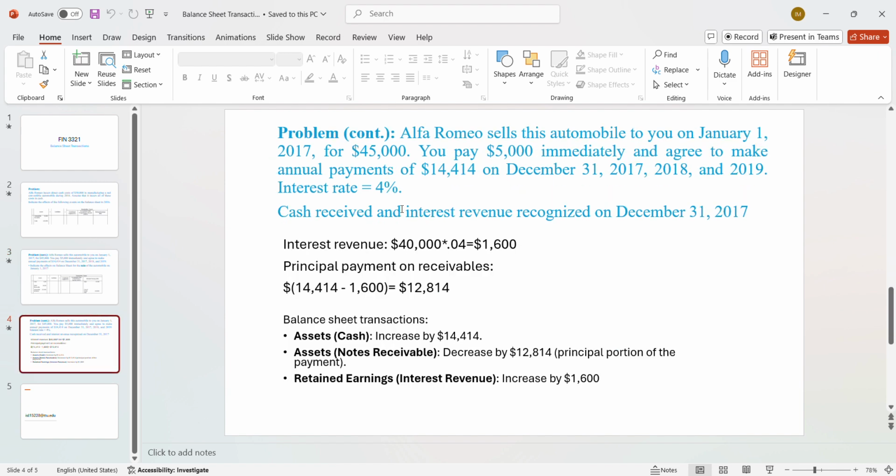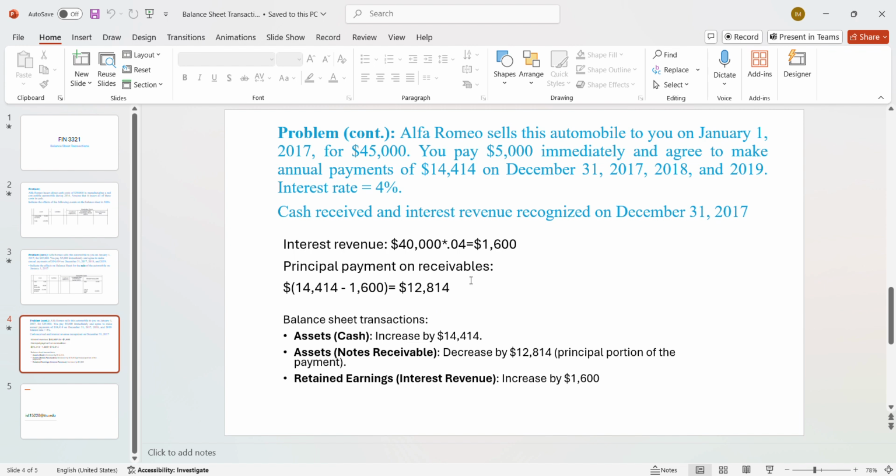In the next part we include an interest payment of 4% for that remaining outstanding balance. That's our notes receivable, right? So the amount was 14,414, which is the total amount. But if we consider the interest rate, out of 40,000, 4% is 1,600, and if we deduct it from the annual payment, we can get the principal payment.